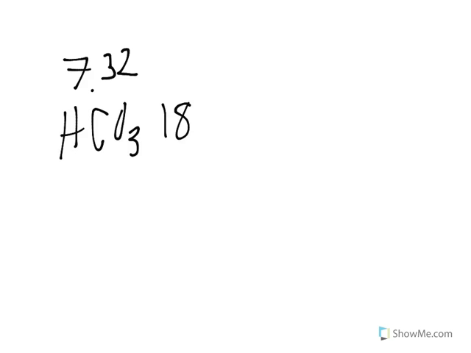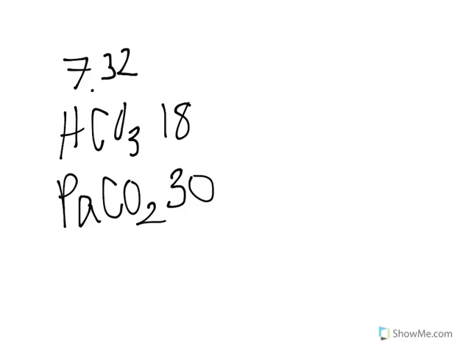Okay, so we have Mr. Jones. He comes in with a pH of 7.32, so he's acidotic. His bicarb level is 18, and his PaCO2 is 30. So Mr. Jones is in metabolic acidosis, and his respiratory system is compensating because we can see that the PaCO2 level is outside of the normal range as well.